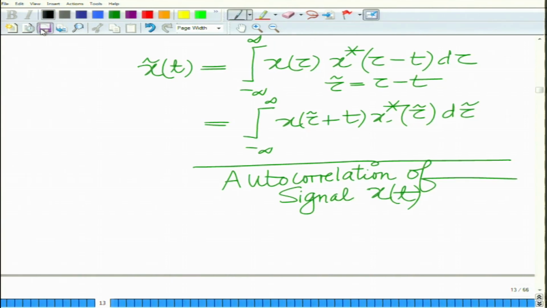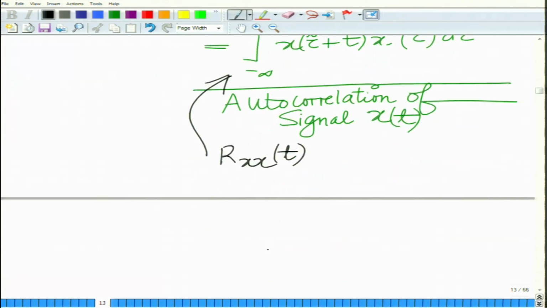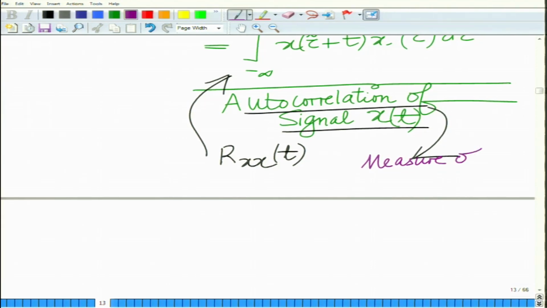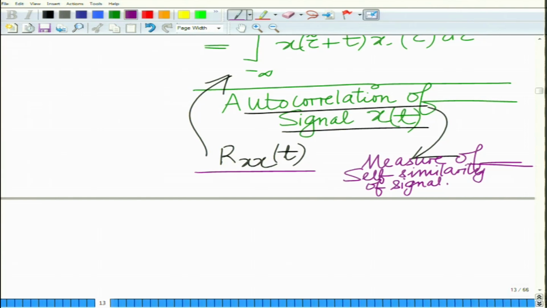This is denoted by r xx of t, the autocorrelation of the signal, and it is a measure of the self similarity. It is also a measure of the correlation between signal values separated by an interval of t. How similar is the signal to itself when you advance it by t, that is what it means intuitively.